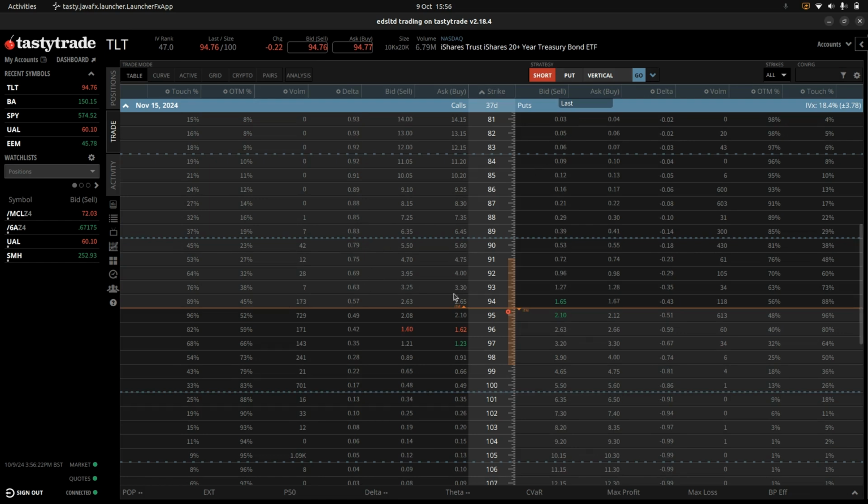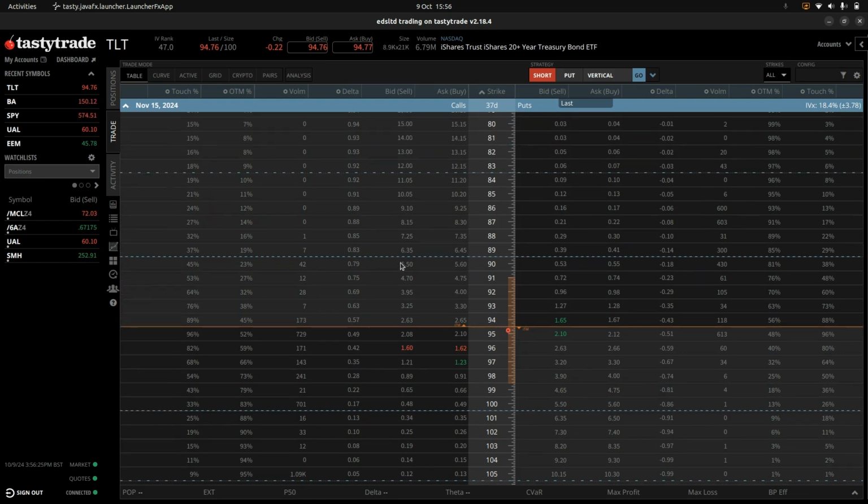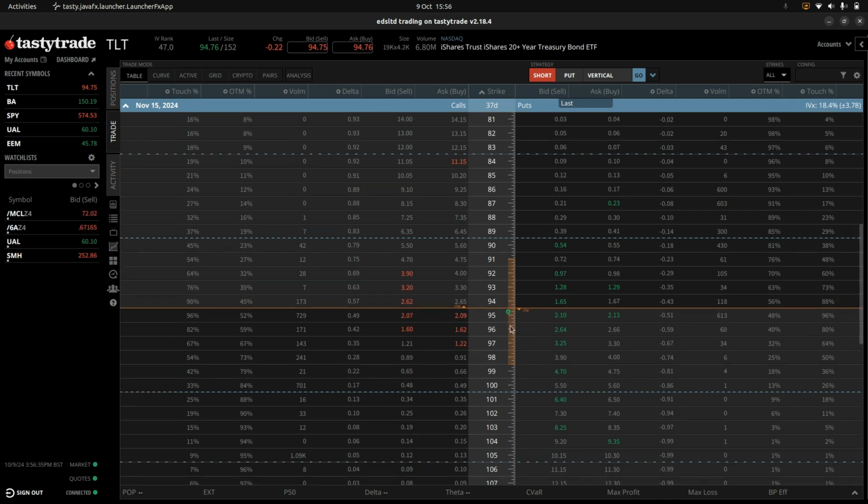And now we are presented with the options chain. So we've got an orange horizontal bar here. This shows you where price currently is with respect to the strikes. And we've got a vertical orange bar here, and that shows you what the expected move is of TLT over the next 37 days. So how do we make money from this situation? Well, we need to start writing or selling some contracts and bring some money in.